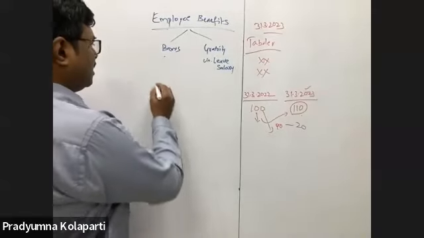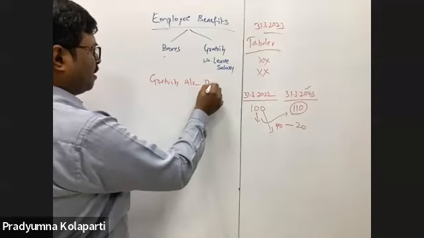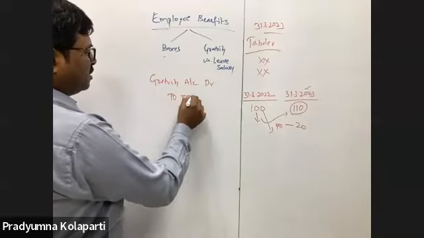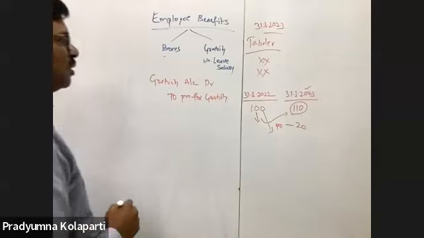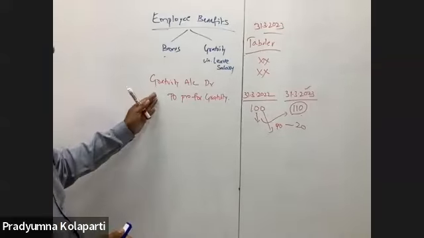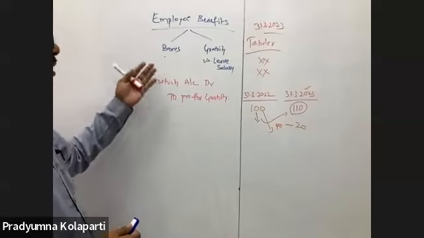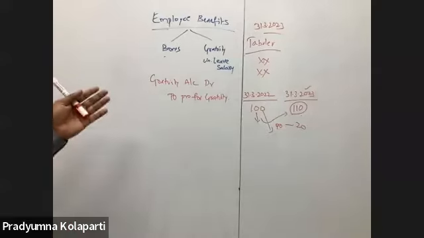So say for example, if it is gratuity, then we will say gratuity account debit to provision for gratuity. Okay, like that. If it is leave salary, which they are entitled for encashment, then for that also you have to take similar provision. And for short-term benefits, it is a regular entry which we take for short-term benefits.